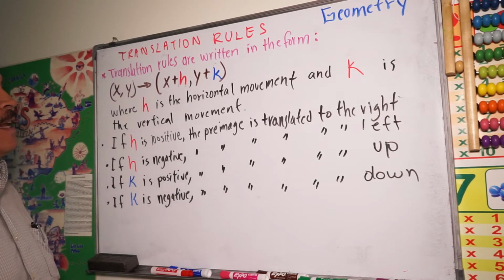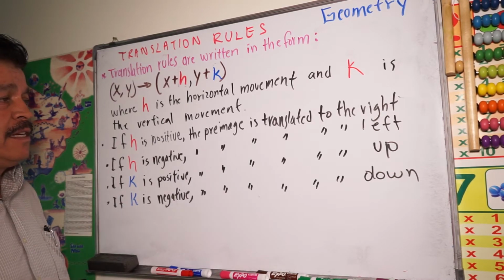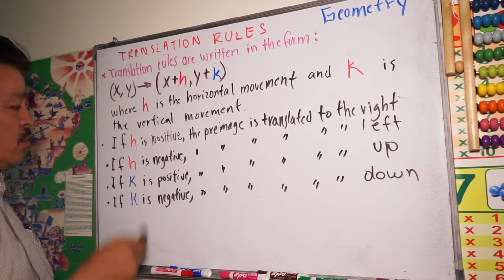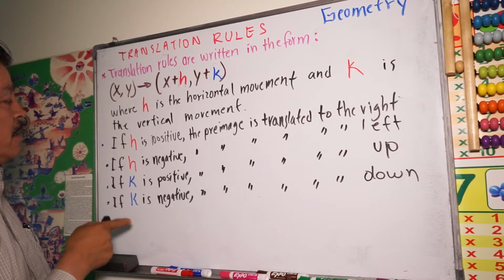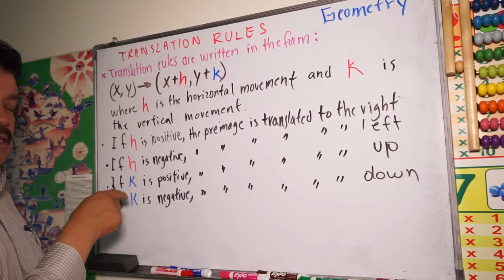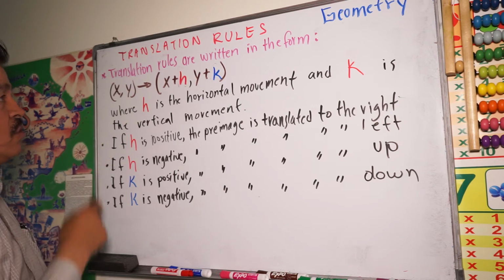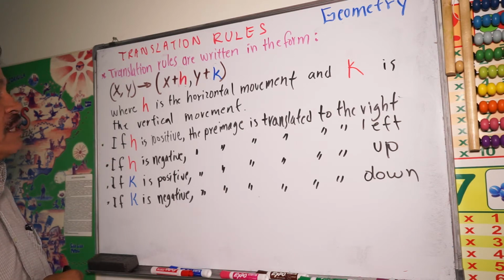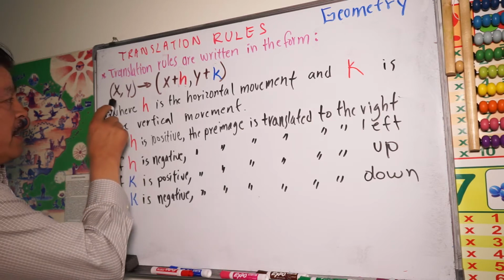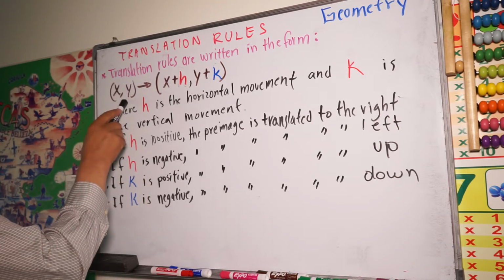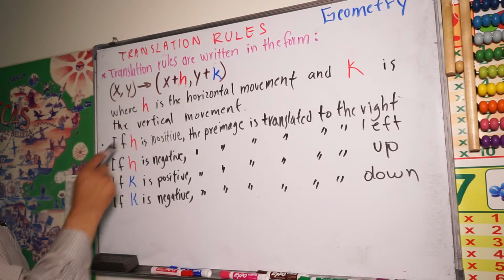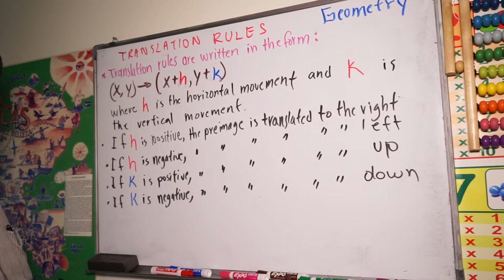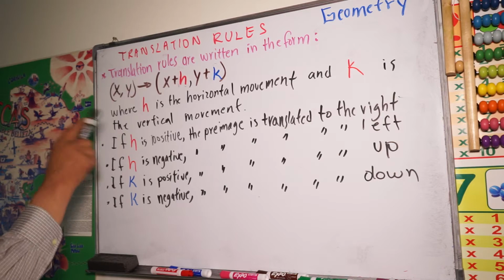Class, so translating rules. We have some ideas here before, we have the rules. This is the main thing for the translating rules. Here we have four different steps. The definition at the top: translating rules are written in the form (x, y) translated to (x plus h, y plus k). Okay, this is the general formula or general rule.